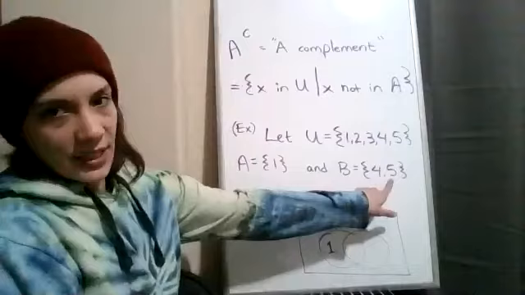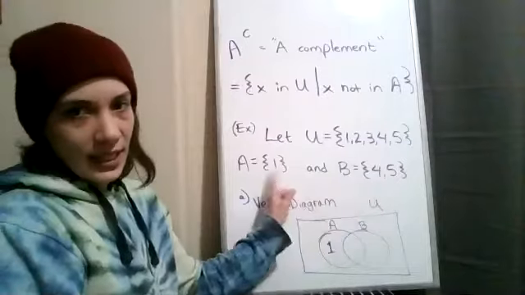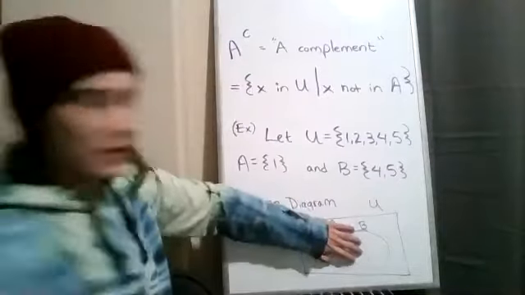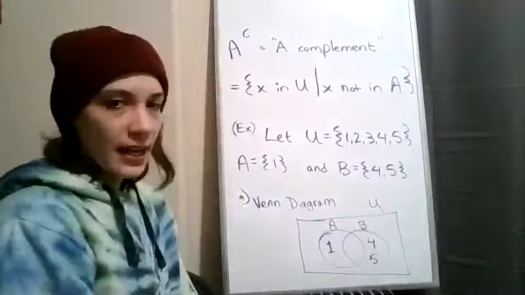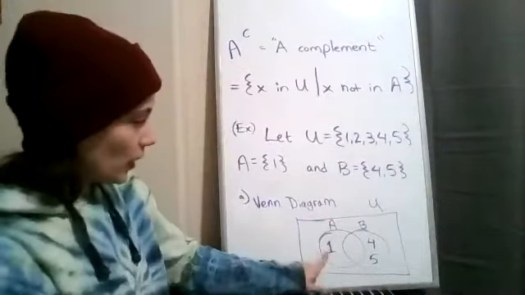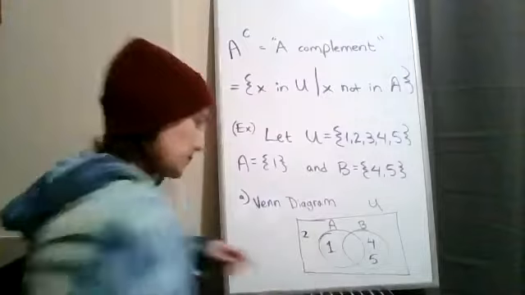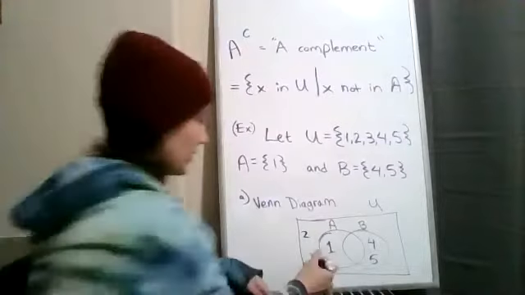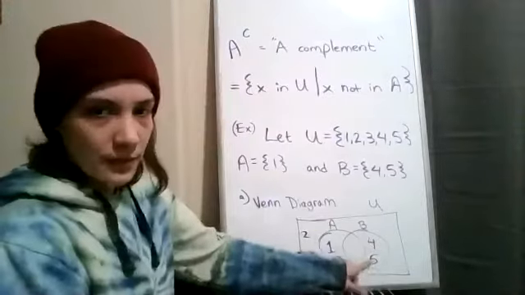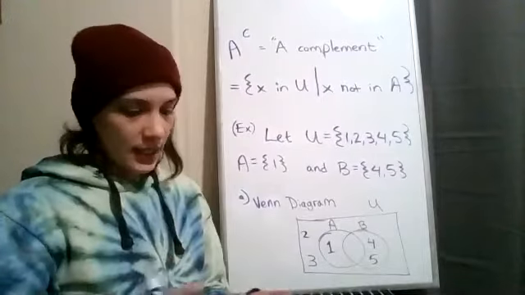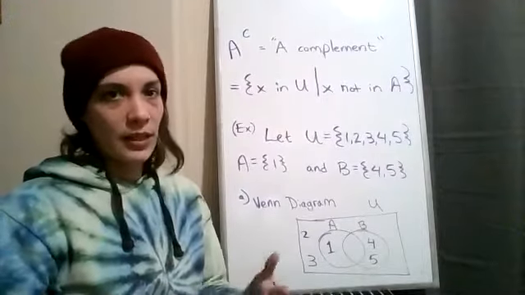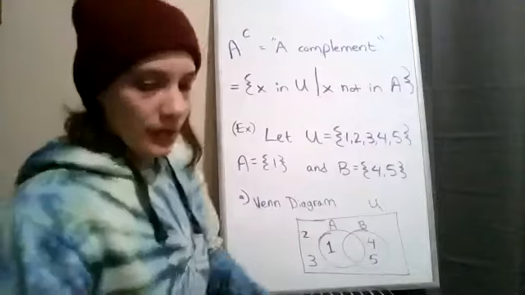4 and 5 are in the set B, but not in set A, so put it over here. And then don't forget your other elements. You've got 1, you need 2, and then 3, 4, 5. So we want to get the intersection, union, and complement of A.